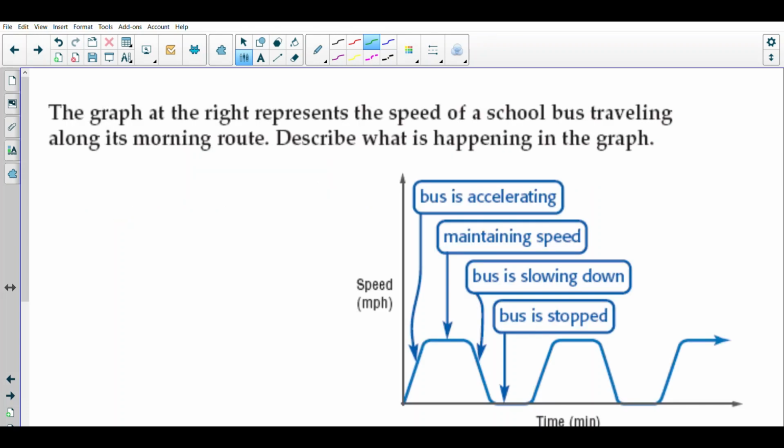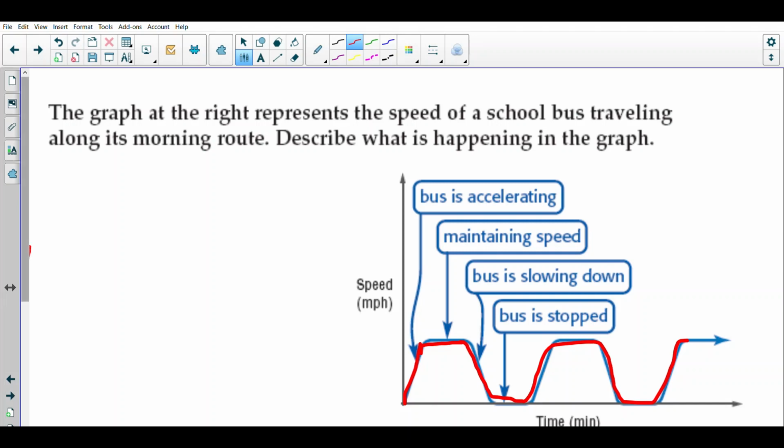All right, so now I already got it made out for us. The graph at the right represents the speed of a school bus traveling. Let's look at this. As we are going up, the bus is accelerating, and then as it goes horizontal, it's just driving down the road. Oh, now we're slowing down, and it stopped while we're probably picking up kids, and it continues throughout the day like that. Okay, so as the graph is going up, it is accelerating. As it stays flat, it's maintaining speed or stopped, and then slowing down. Okay, there we go.